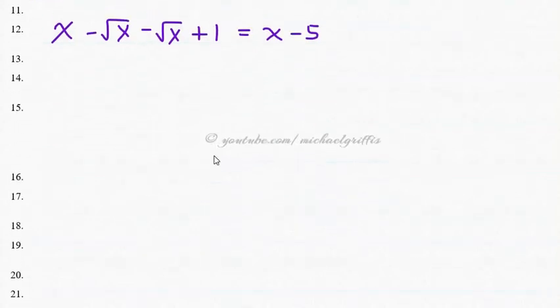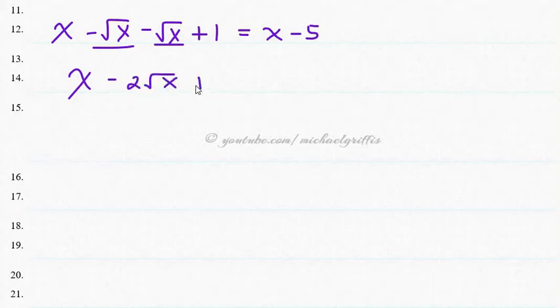Alright, simplify this up. So we have some like terms here. Negative 2 times the square root of x plus 1 is equal to x minus 5. Okay, I know what we can do now. Let's add x to both sides. In other words, we're taking this stuff over.